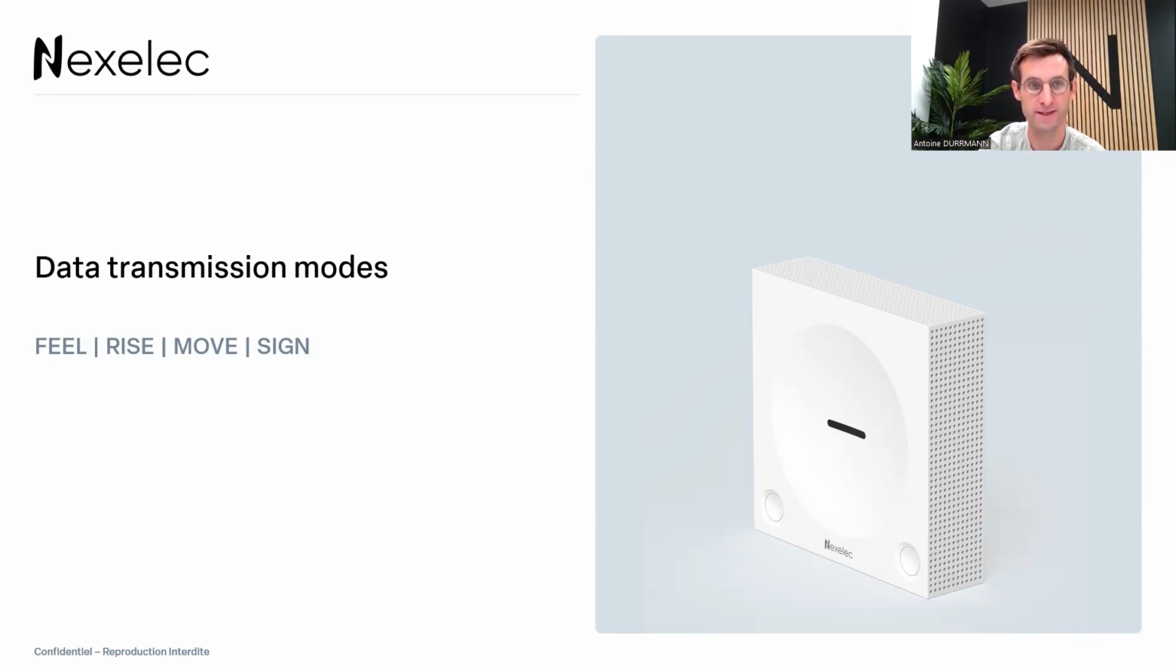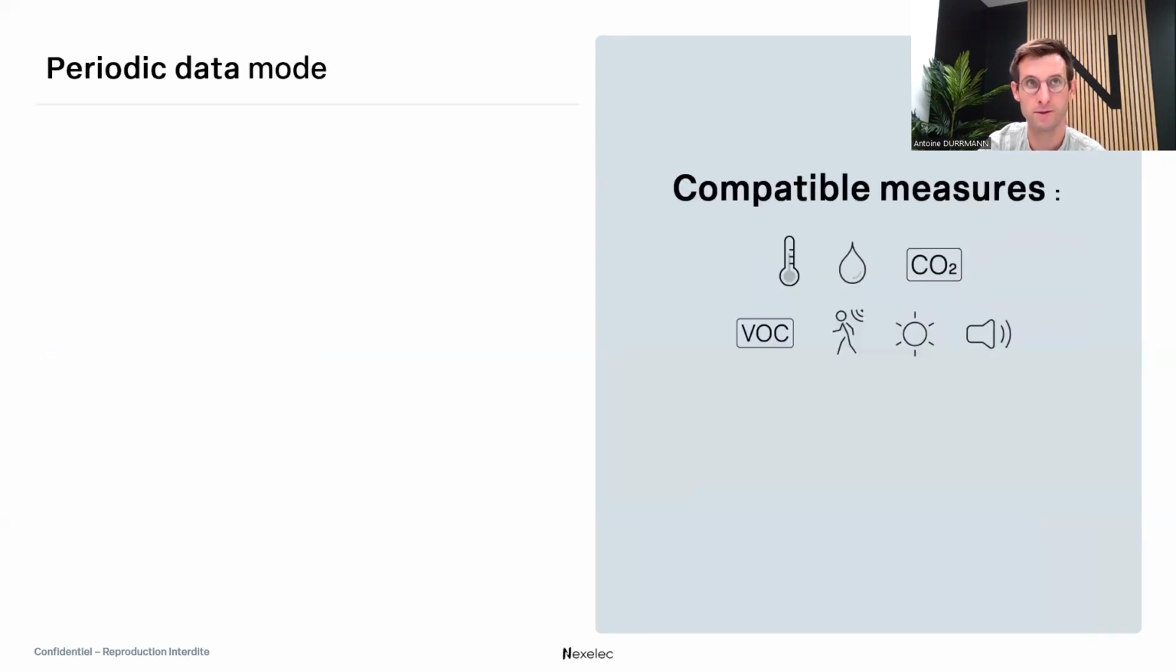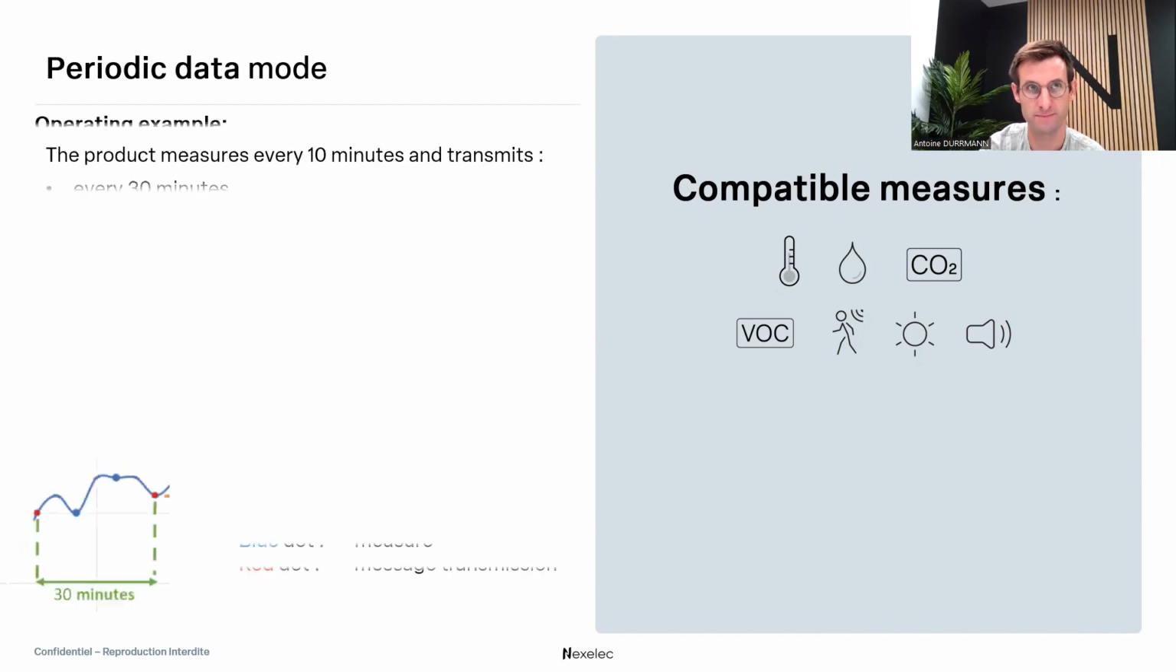Today we are going to look at the two modes of data transmission for the Fill, Rise, Move, and Sign products. The first mode is periodic. It is compatible with all measurements. Let's take an example to illustrate how it works.